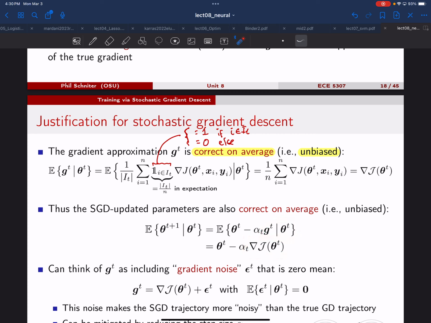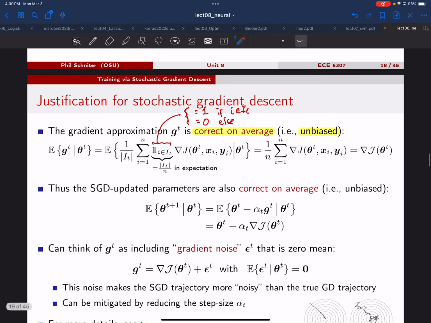So that means that this is the true gradient descent parameter update, and this is the average approximate one. So on average, our approximate new parameters equal the ones we would have gotten if we had used the correct gradient from gradient descent.